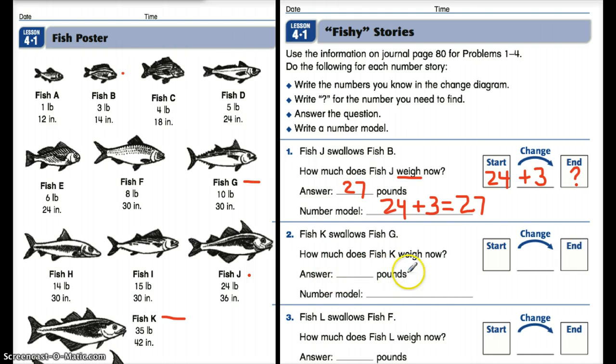Okay, so you need to find out how much fish K is going to weigh after he swallows G. Here's where you're going to put your final answer. Here's where you need your number model. Go ahead and start putting in what you think you already know: where fish K is starting, how is it changing, and then don't forget a question mark on the part we're supposed to figure out, how much he weighs now. Please press pause and start to fill in some of the answers, and then hit play when you're ready to watch me fill it in, and you can check over your work.